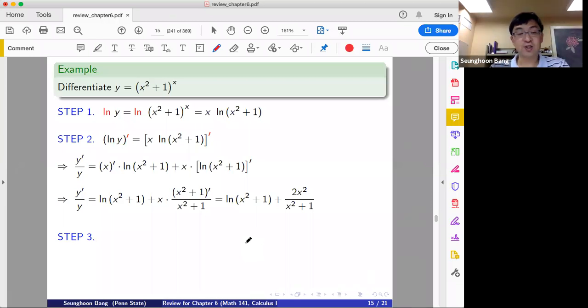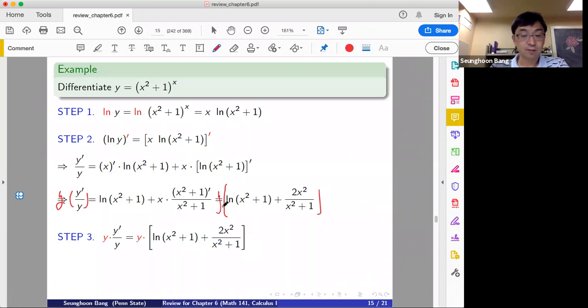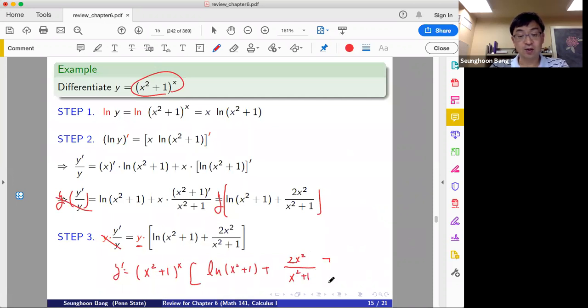So I want to finish this problem and explain your equation here. Multiply both sides by y, right? Like this. The y is crossed out here. What's y prime? The y is changed back to the original one. y prime is (x squared plus 1) to the power x times the remaining part: ln of (x squared plus 1) plus 2x squared over (x squared plus 1). So that's it. This is the answer.